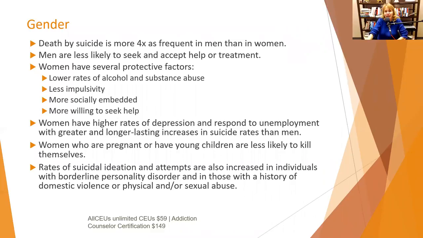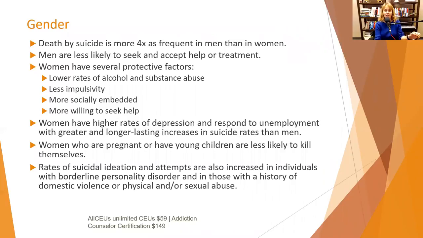Women have several protective factors. They tend to have lower rates of alcohol and substance abuse, although that's starting to change. Less impulsivity. I was surprised by that. More socially embedded. And as women, typically, and this isn't true of all women by any means, a lot of times women have more friends. They have friends in the community, and they have people they can rely on. Not everybody. So you want to not assume that just because it's a female that she's got 5 girlfriends she can call, because that may not be the case. Women do tend to be more willing to seek help, though.